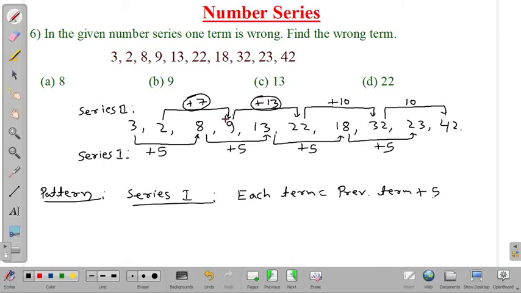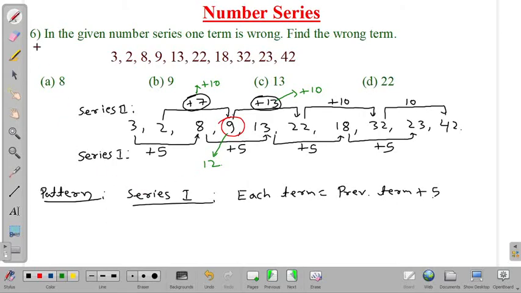If the difference would have been 10, what would be in place of 9? If we add 10 to 2 we get 12, right? So if in place of 9 it would have been 12, then our difference would have been plus 10, and again 12 plus 10 is 22, so this difference would also have been plus 10.